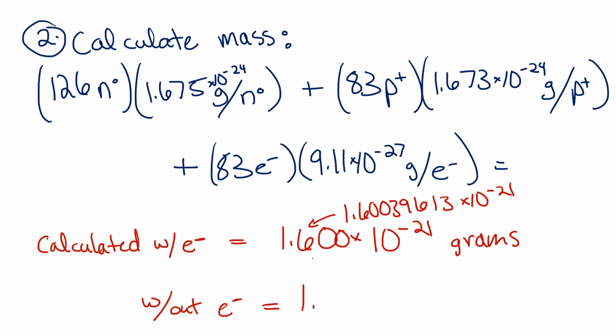And here without is 1.59964 times 10 to the minus 21. So you can see how close those values are. They're so close that were you to take it to 3 sig figs, or even 4 significant figures, it does not make a difference to count the electrons. And so we just generally don't bother calculating with the electrons, which is nice because that's one fewer step you have to do.